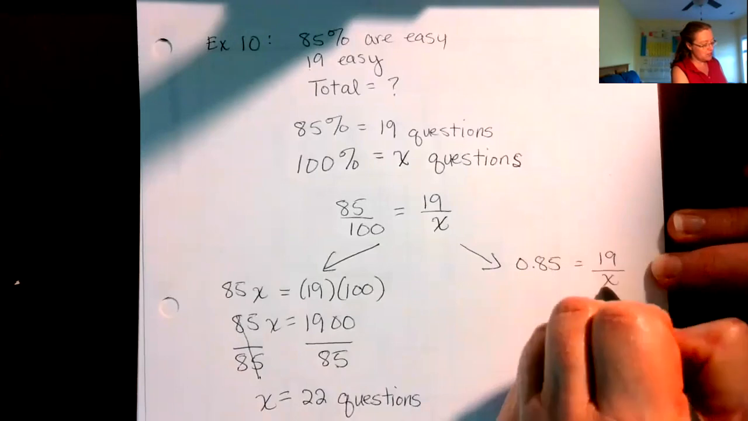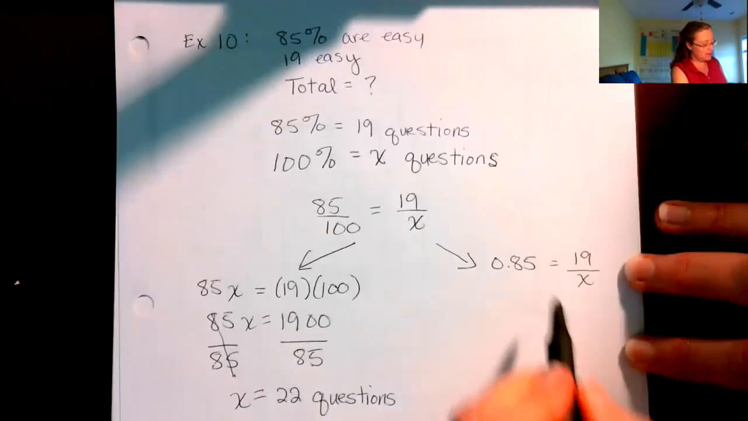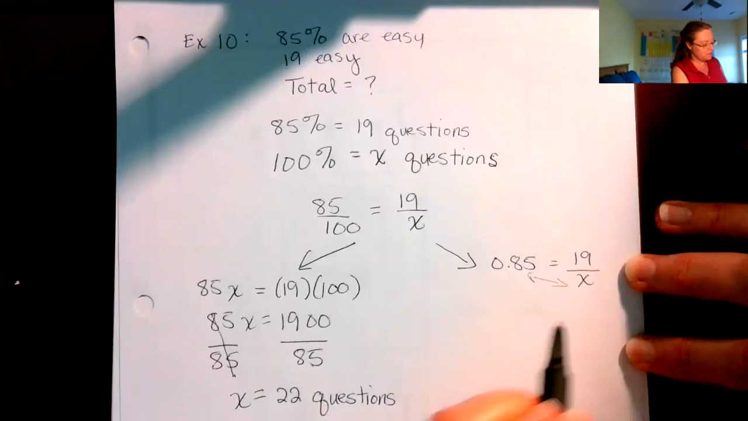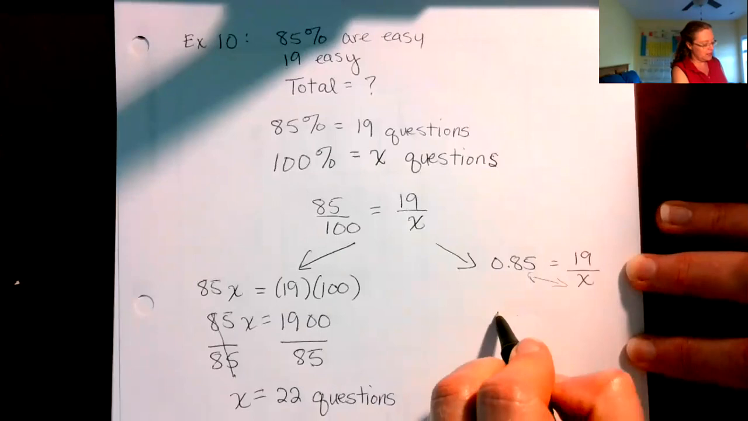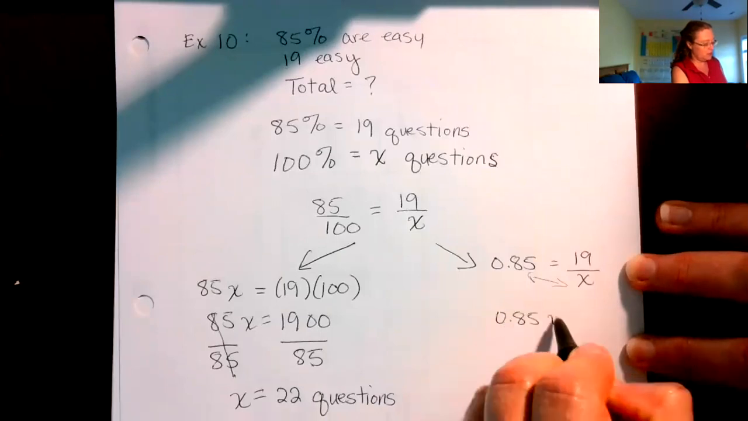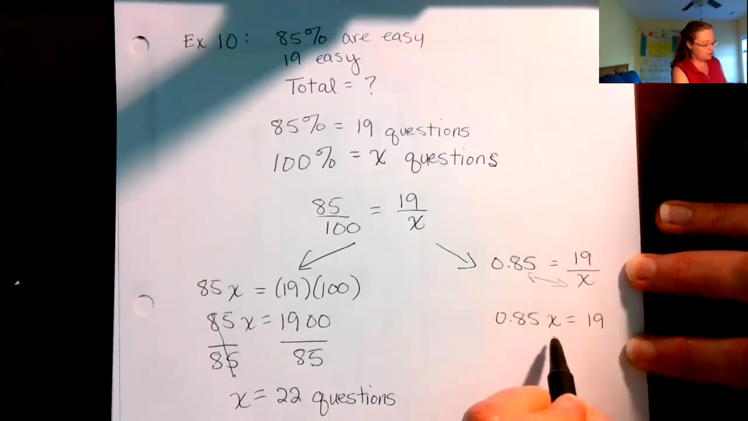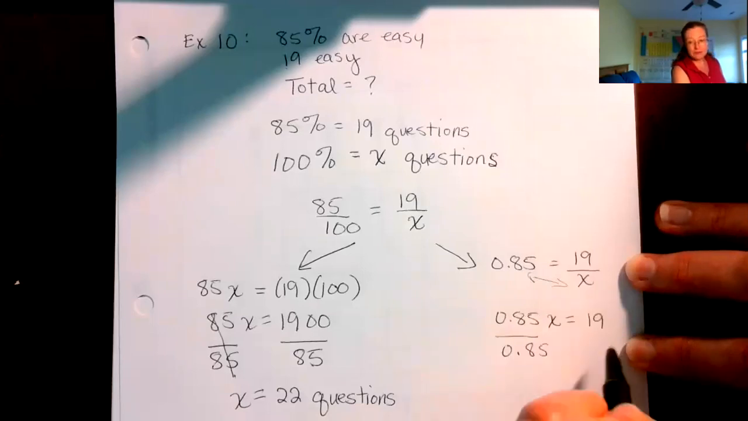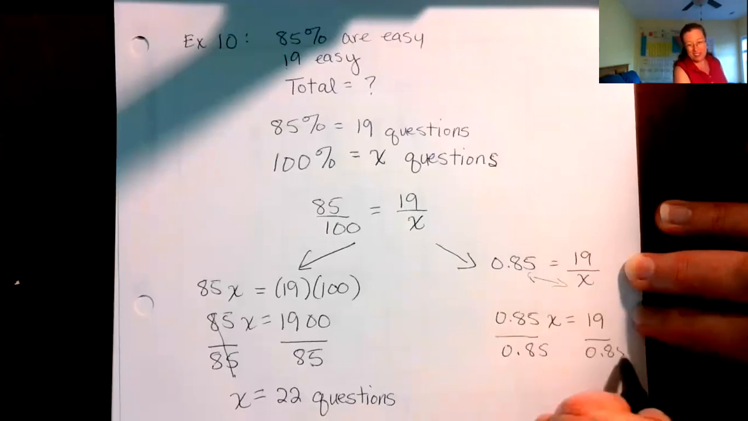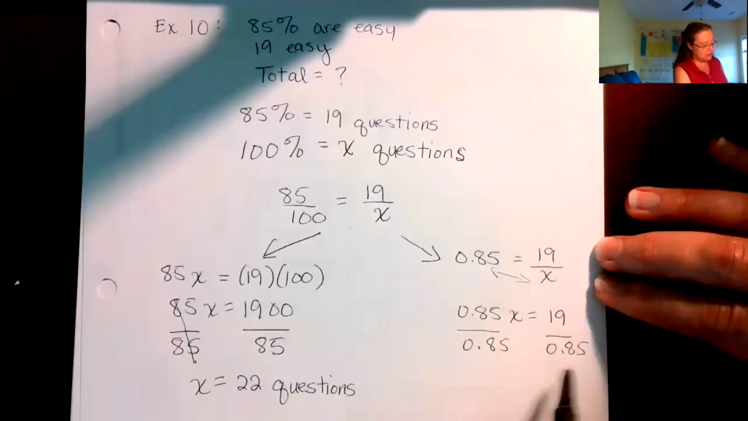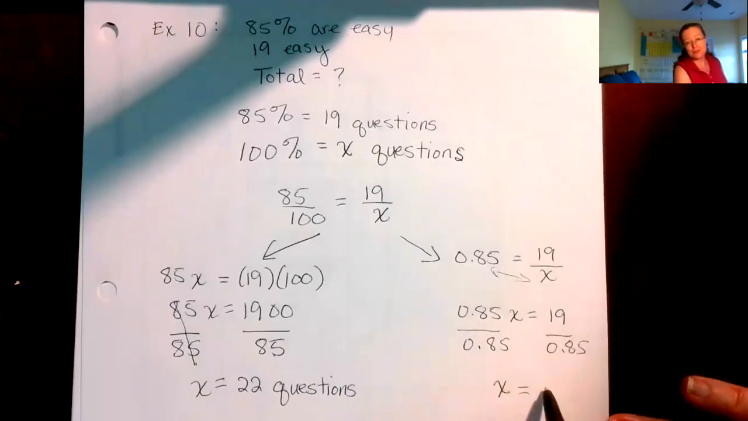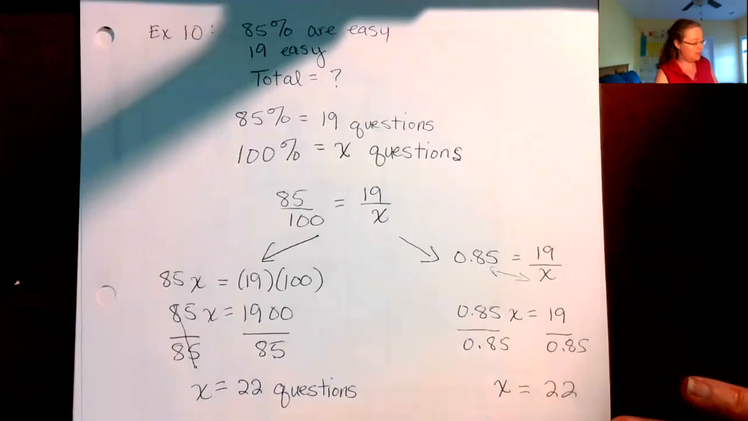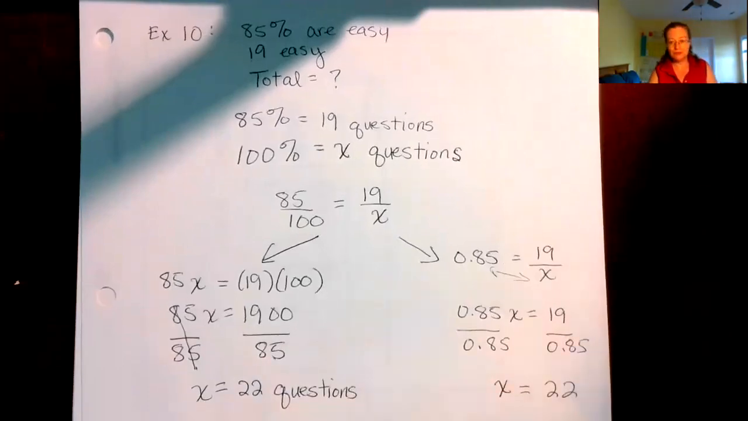Then you can still essentially cross multiply and say 0.85x is equal to 19 and divide both sides by 0.85. That may actually come in more handy later if there's a different formula, but this works. 19 divided by 0.85 is still going to be 22. So a couple of ways to solve it. I think this one works however you want to do it.